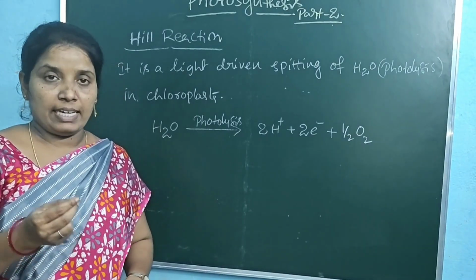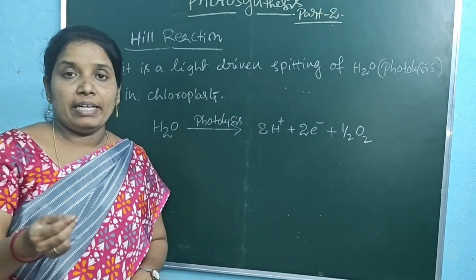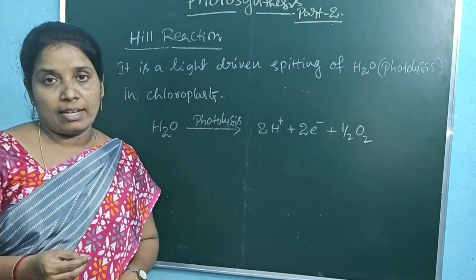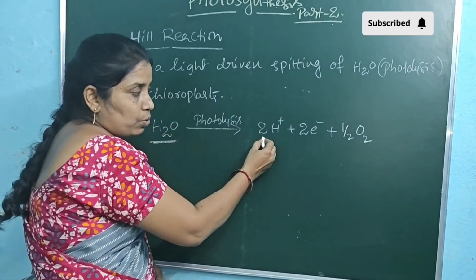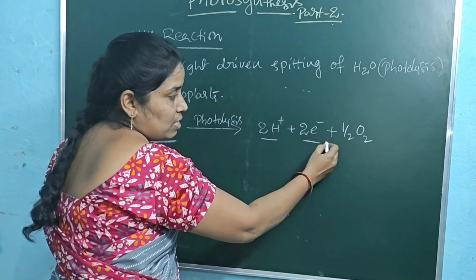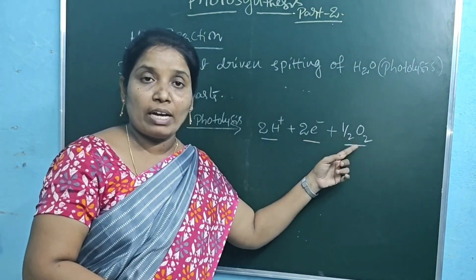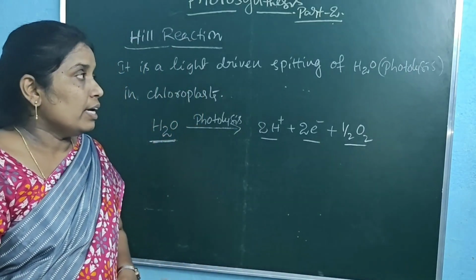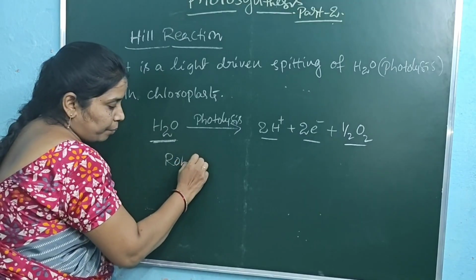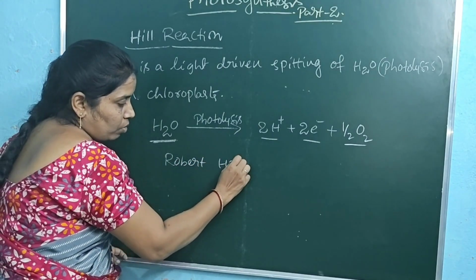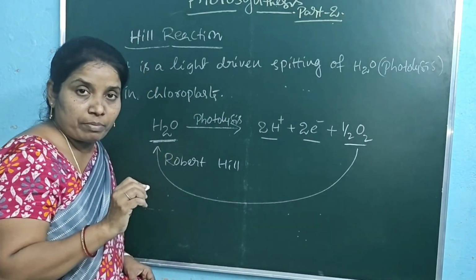So let's see what the Hill reaction is. The Hill reaction is the light-driven splitting of water molecules in chloroplasts. Water splits into hydrogen, electrons, and oxygen: 2 protons, 2 electrons, and 1 nascent oxygen. Robert Hill wanted to prove that the oxygen comes from H2O, not from CO2.